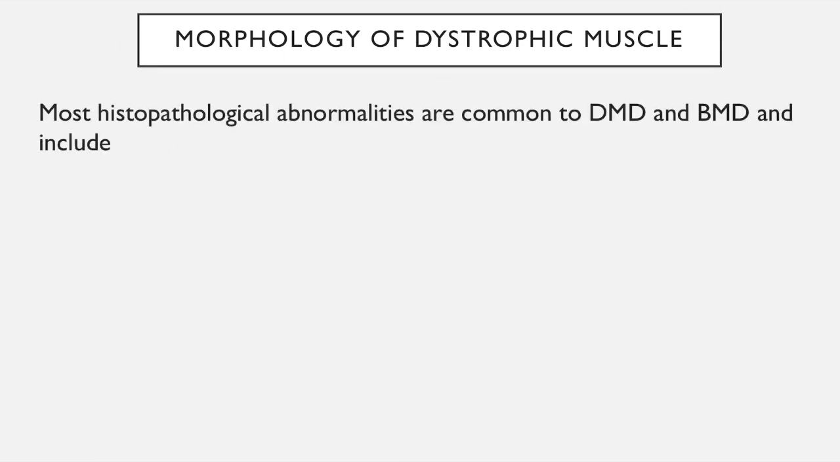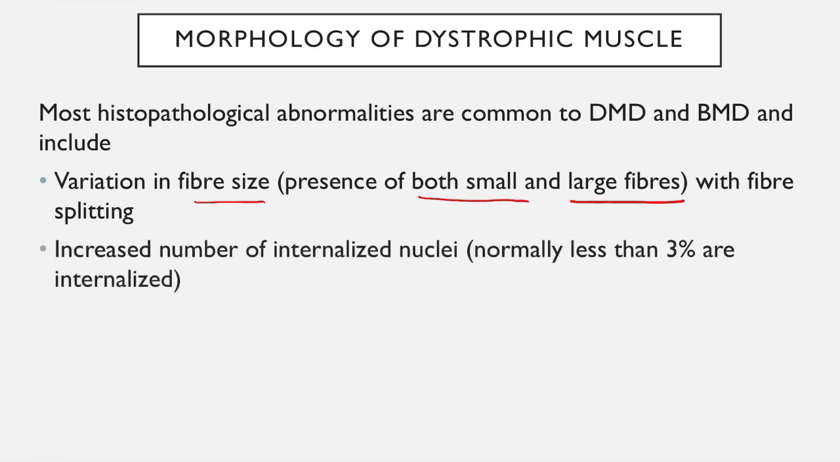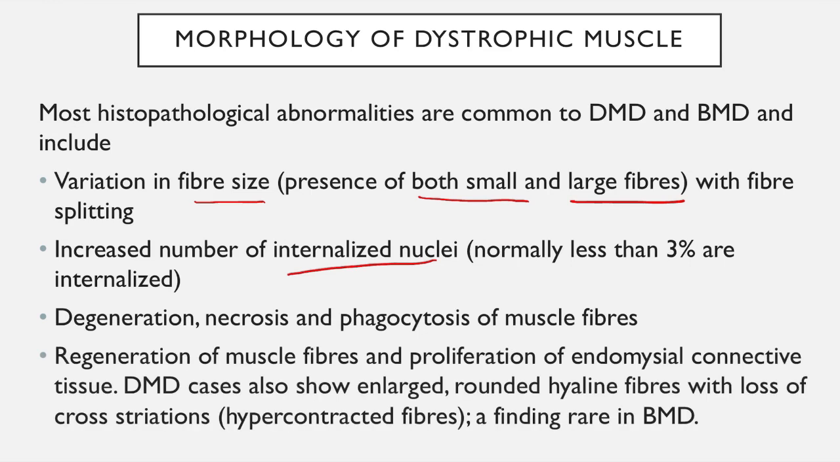Now morphology of the dystrophic muscles. Most histopathological abnormalities are common to DMD and BMD and include variation in fiber size, presence of both small and large fibers with fiber splitting, increased number of internalized nuclei, normally less than 3% are internalized, degeneration, necrosis and phagocytosis of muscle fibers, regeneration of muscle fibers and proliferation of endomysial connective tissue.